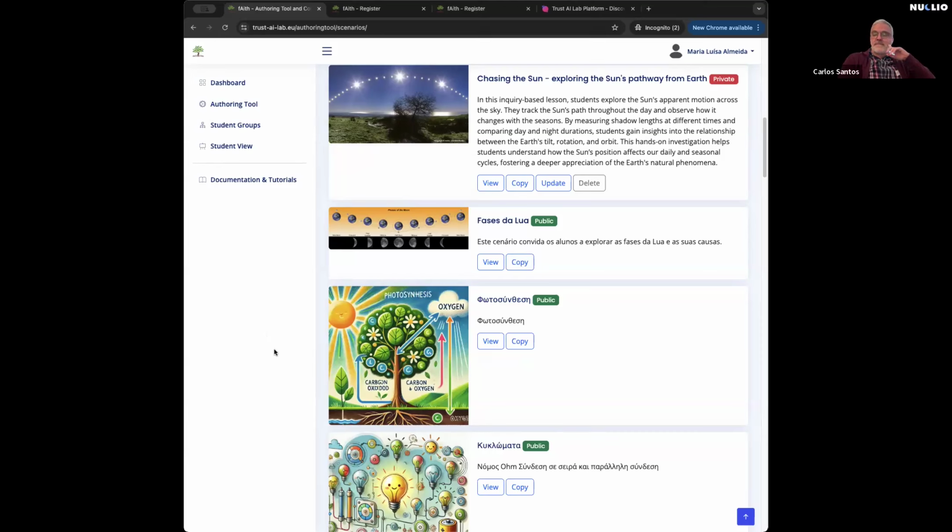There is also the part of the organizations, but I won't go into that. If you have a school with some teachers that are working together, you can create an organization and share the scenarios between yourselves. But usually you have access to the public ones and of course your own private ones. And when you want to implement with students, you have to create a student group. What we showed before was a teacher account, your account where you can work with the dashboard and with the scenarios.